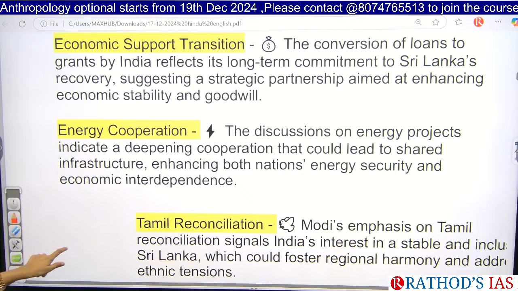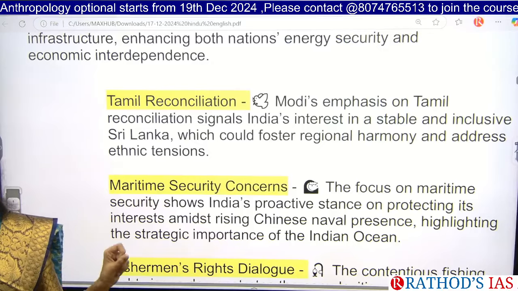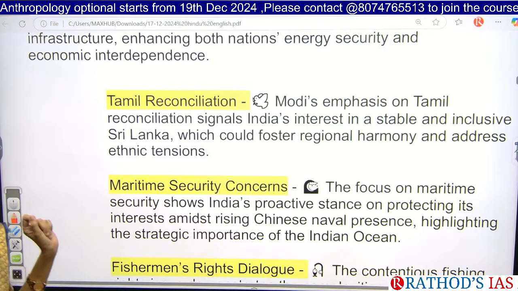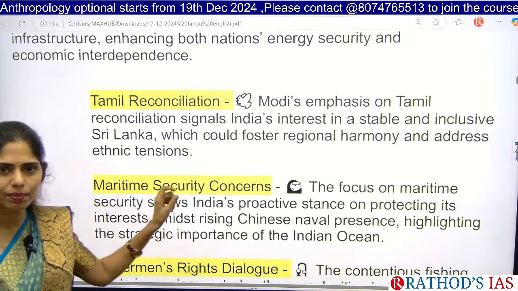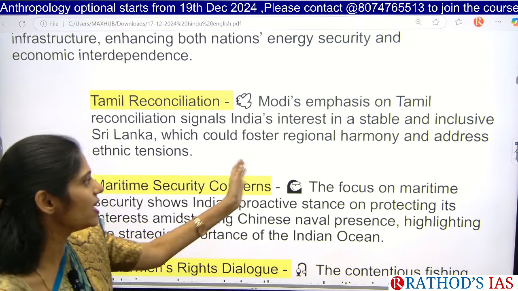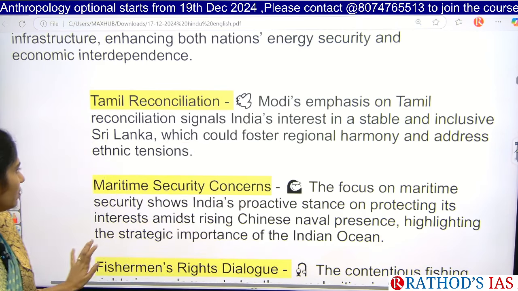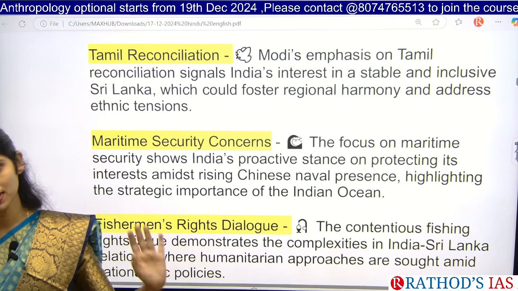And next one is we are also focusing on the Tamil issue as well. So this is one of the stable and long-standing issues of India and Sri Lanka relations. So if you have this, then what happens? We can improve culture, we can preserve our heritage, and regional harmony can be addressed. And ethnic tensions will be decreased in Sri Lanka as well as in India.